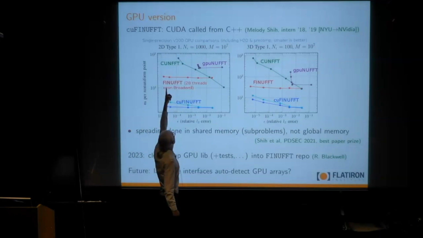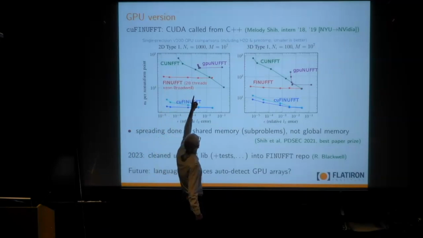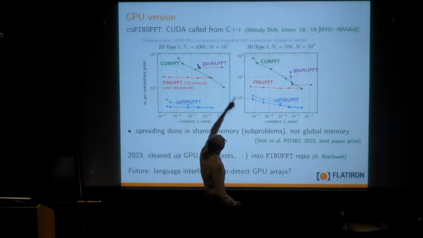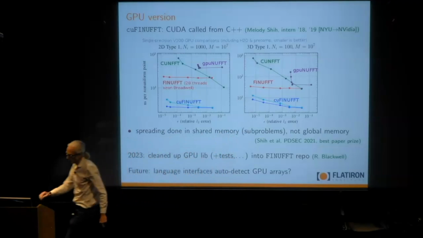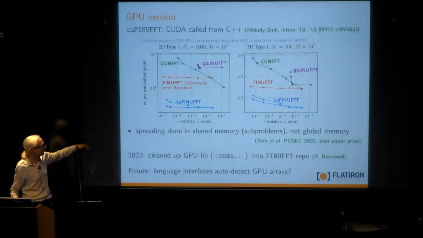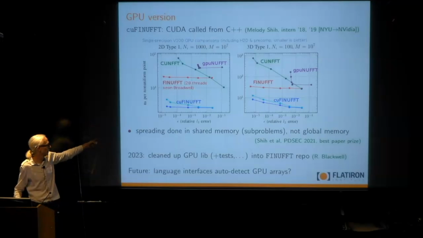This is the CPU code. It's sort of 10 times slower. These are some other GPU codes. They're slower than the CPU code. But things are catching up. This is always evolving. This is from the paper a couple of years ago.